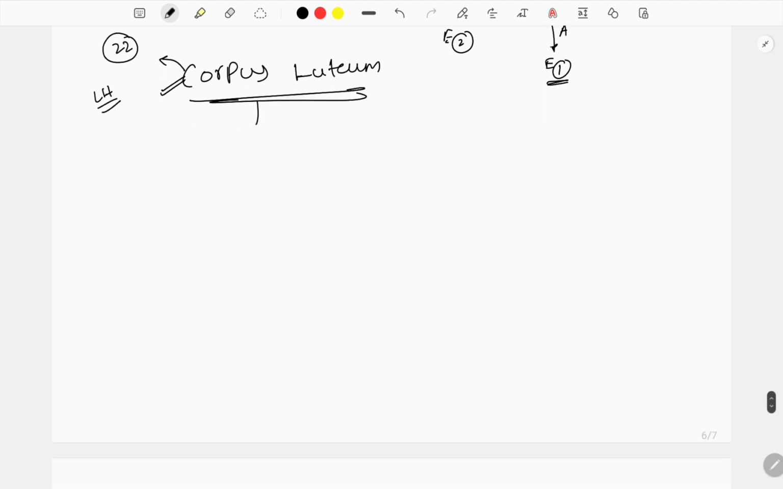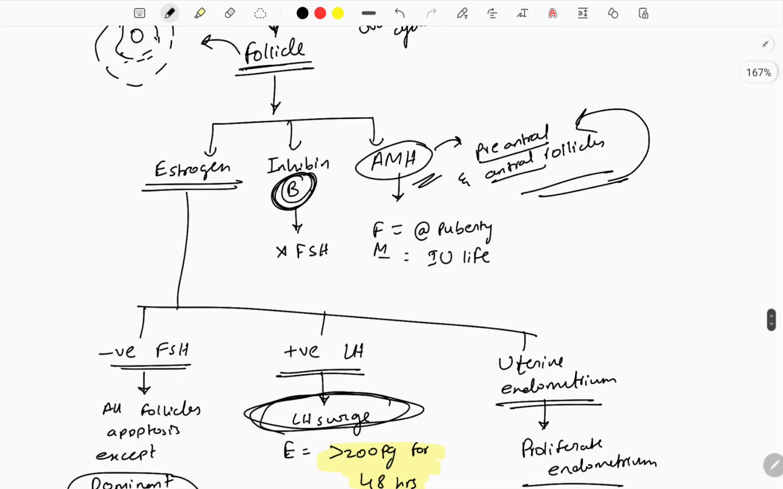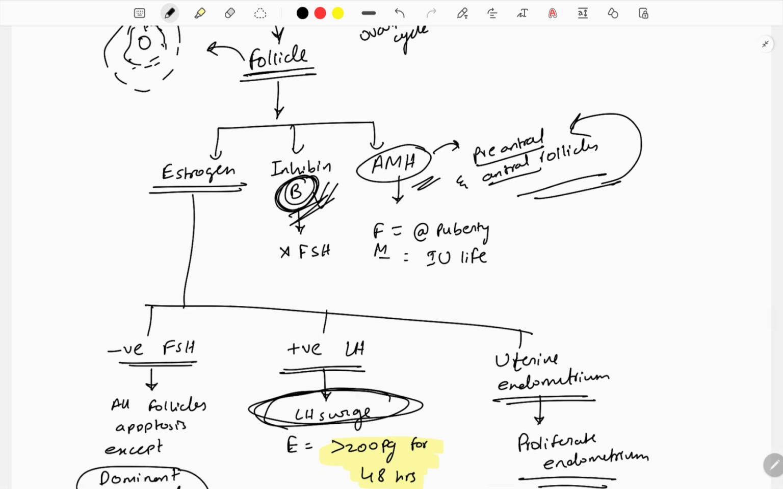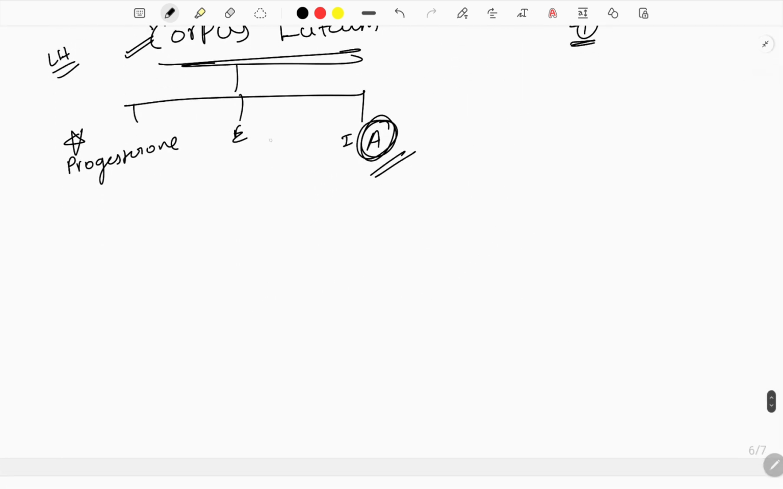Now this corpus luteum mainly produces progesterone. It also produces estrogen, and it also produces inhibin A. Here it is A, while here it is B. By FSH it is B. By corpus luteum it is A. Now what do this estrogen and inhibin do? The major role they play is that they have negative feedback on FSH.